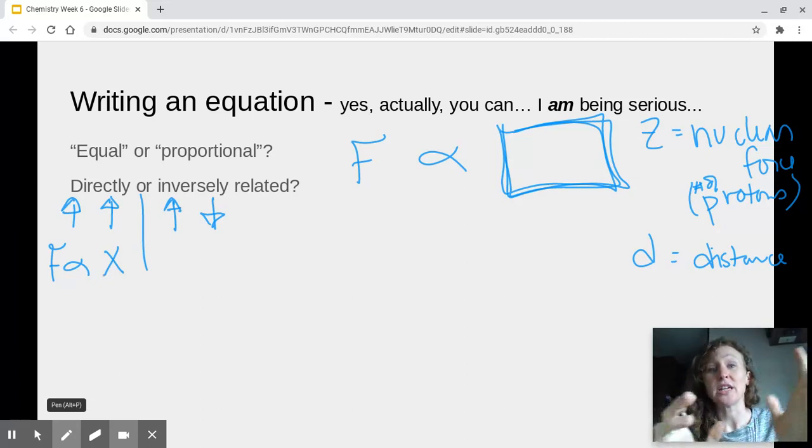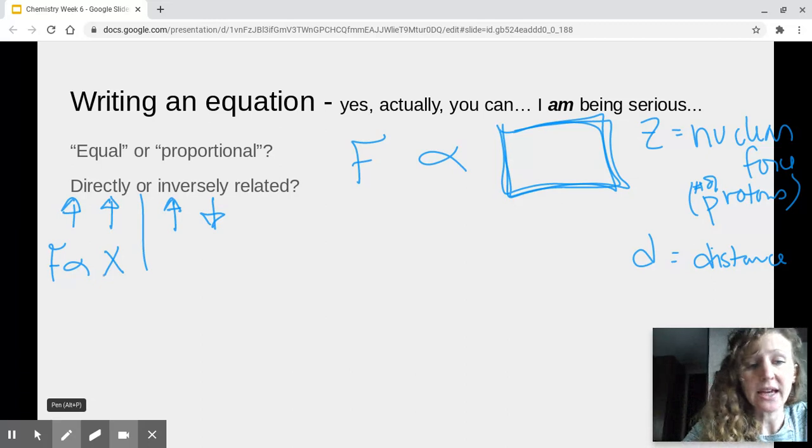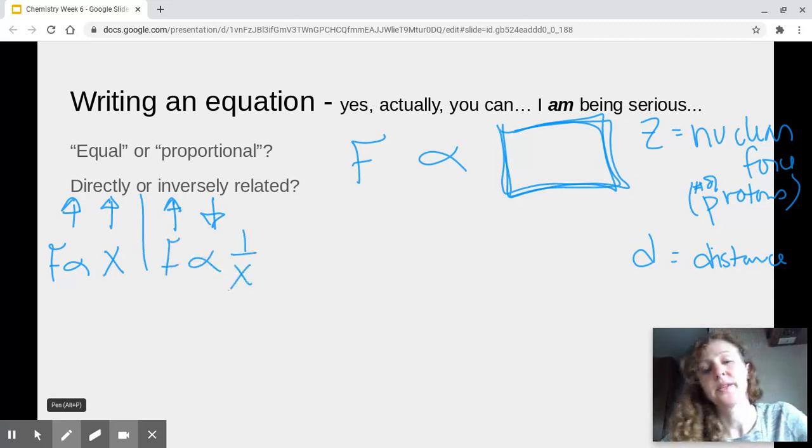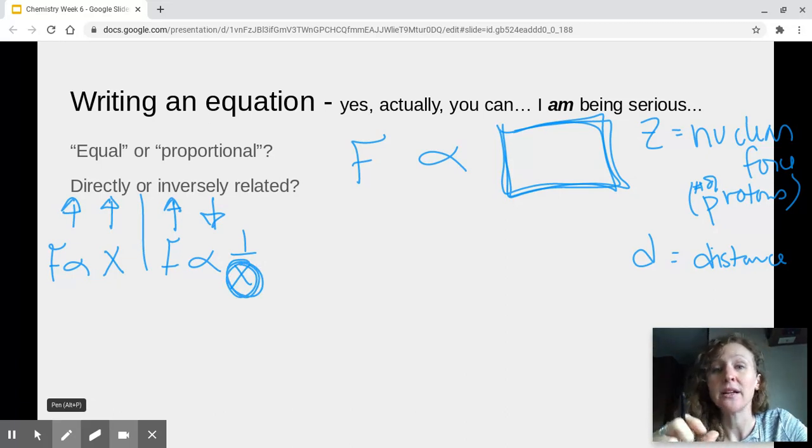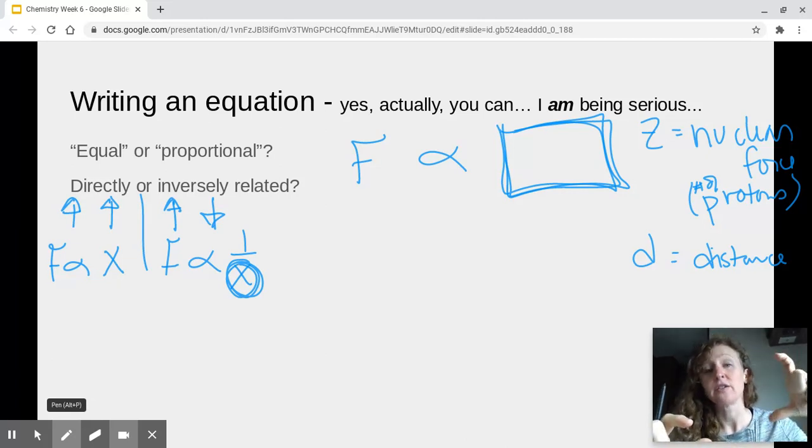When we look at this in terms of an inversely proportional relationship, as one goes up, the other one goes down. So in that case, we would put one on the bottom of the equation. If x is my variable and x gets doubled, then the denominator is what's getting doubled and the whole fraction actually gets smaller. So as x gets bigger, force of attraction gets smaller.